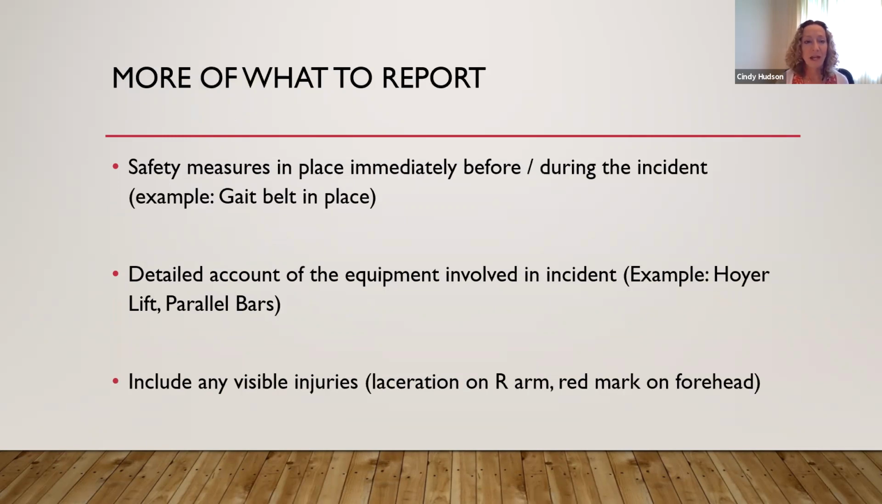You're also going to want to document the safety measures that were in place immediately before and during the incident. For example, if they had the gait belt on, and perhaps the location of the gait belt, if that person has a PEG tube or some kind of abdominal wounds, some cardiac surgery where you'd want to be careful to place the gait belt above that level of injury or opening. You want to provide a detailed account of the equipment that's involved in the incident. So it might be a sliding board, parallel bars, those kinds of things. And you want to include any visible injuries that were noted at the time of the incident, including any redness, any bruising, any skin tears.